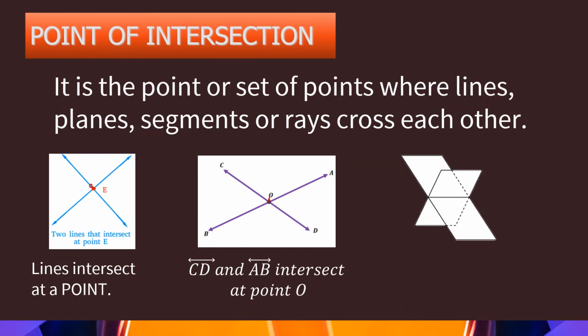Planes can also intersect. When planes intersect, the points of intersection are a set of points. So kapag set of points yan, it will form a line. Halimbawa ito, these are set of points na intersection ng dalawang plane. That's why planes intersect at a line.